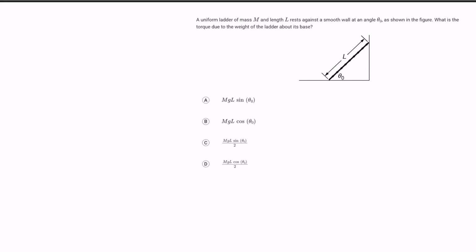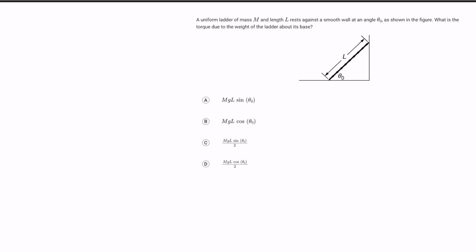Welcome to our physics problem set covering the topics of torque and angular acceleration. This first problem says a uniform ladder of mass m and length L rests against a smooth wall at an angle theta as shown in the figure. What is the torque due to the weight of the ladder about its base?